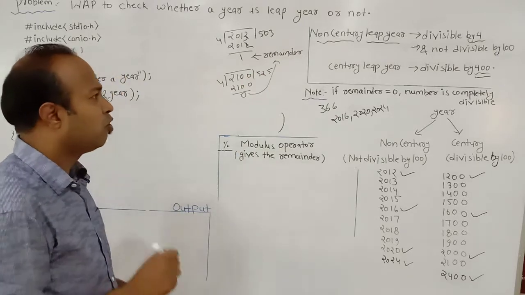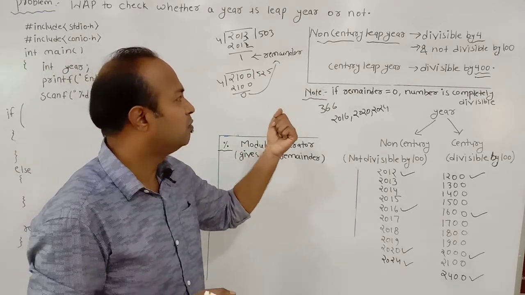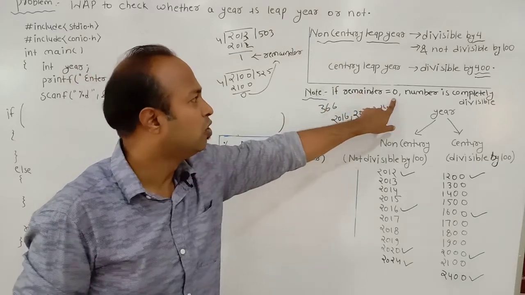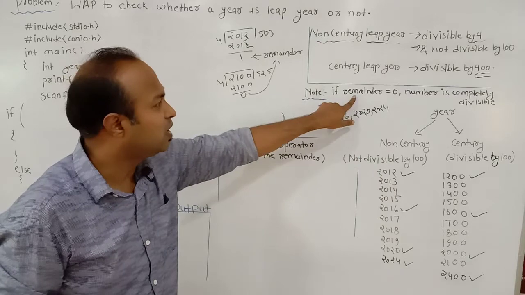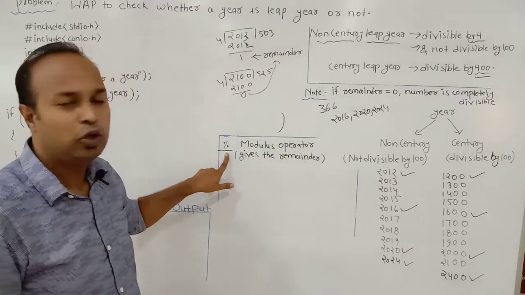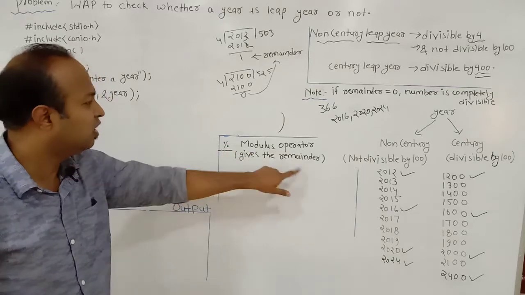Now one more point. How can we know the number is completely divisible? If we get the remainder 0, it means the number is completely divisible. And how can we get the remainder? By using the modulus operator. The modulus operator gives the remainder.